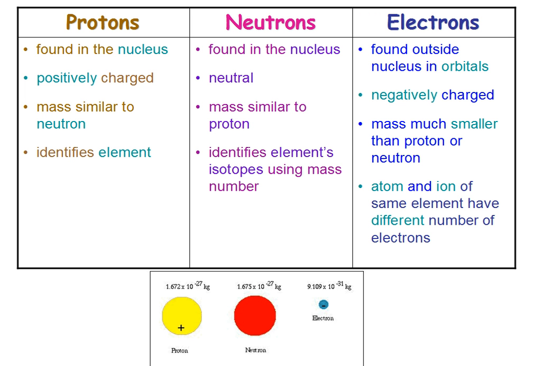Protons help us identify every element. On the periodic table, there are atomic numbers, and those atomic numbers are determined by how many protons are found in that element's atoms or ions.